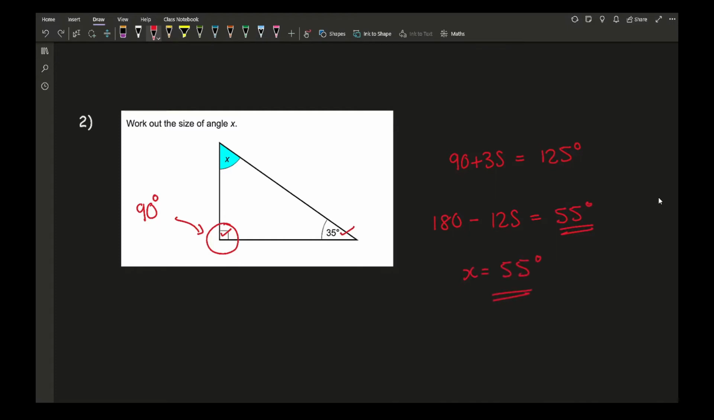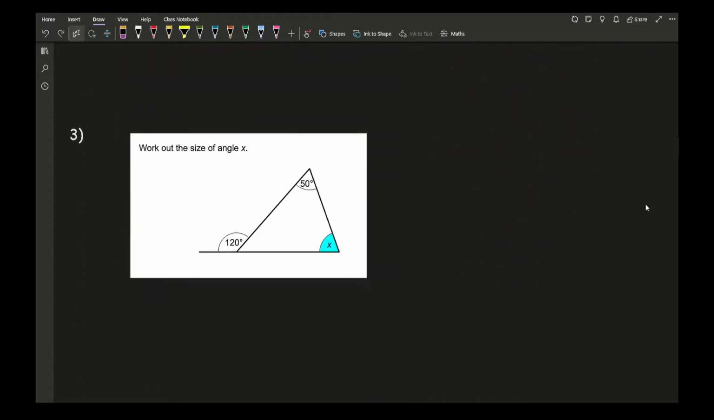But again, I'm sure that as long as you wrote down 55 degrees and highlighted it in some form or another, then that would be absolutely fine. So let's have a look at another question.